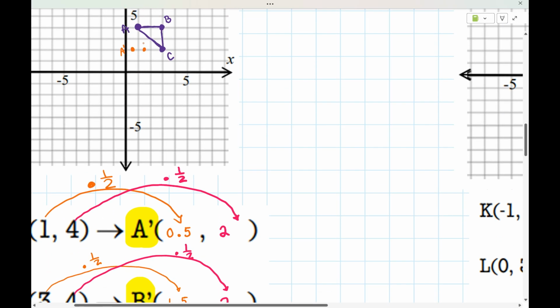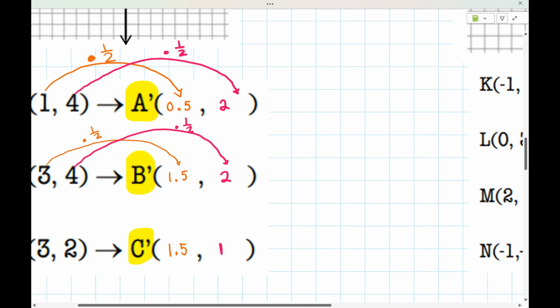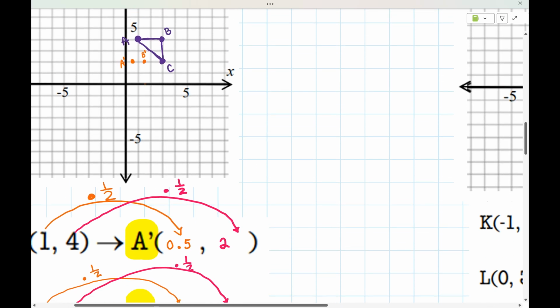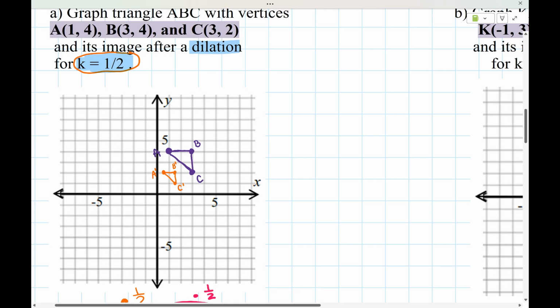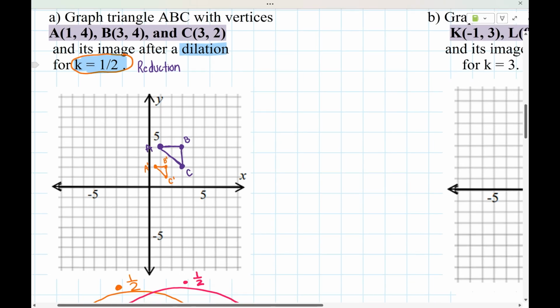So I'm going to go ahead and plot my new coordinate points. Notice how my new triangle was reduced. We started with the purple one, and it got smaller to the orange one. So we had a reduction.